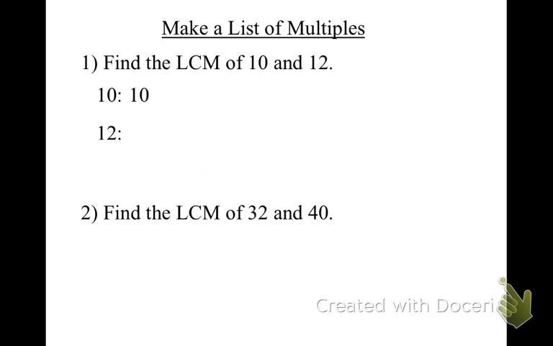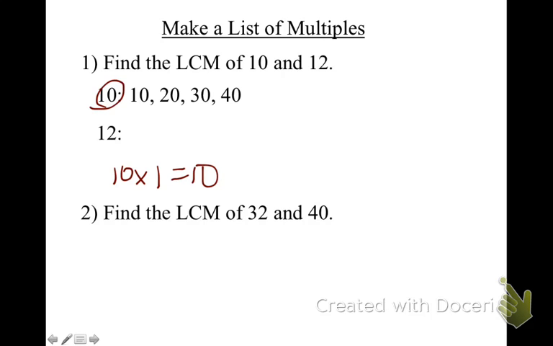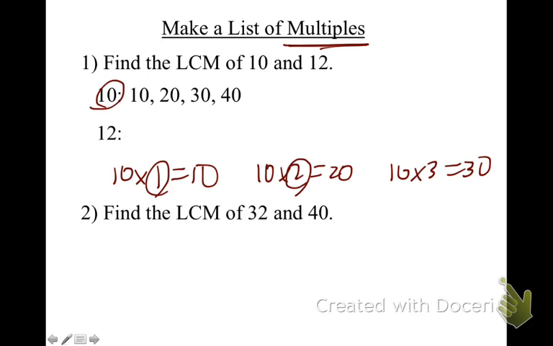Then my second multiple was 10 times 2. That'd be 20. 10 times 3, 30. 10 times 4, 40. So all you're doing is taking your number, in this case 10. We're just doing 10 times 1 gives me 10. Then 10 times 2 gives me 20. And then 10 times 3 gives me 30. Those are the different multiples. Basically, you're just starting with 1, go to 2, 3, taking the number and multiplying it.